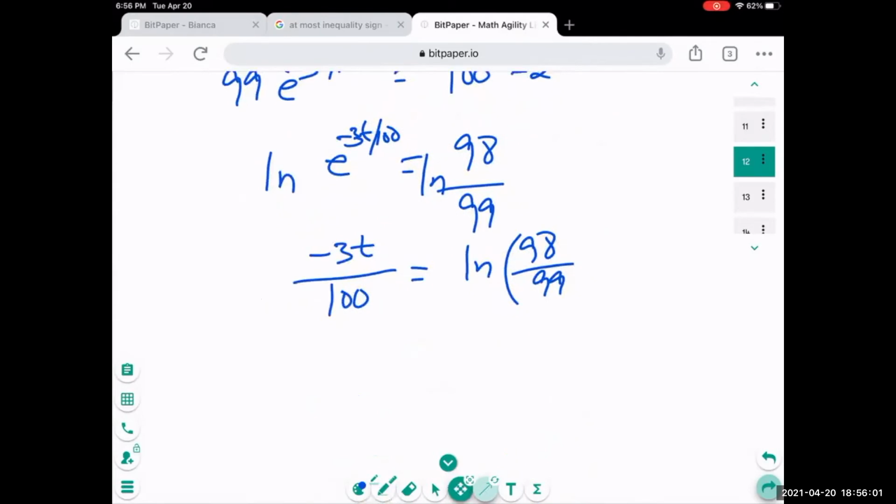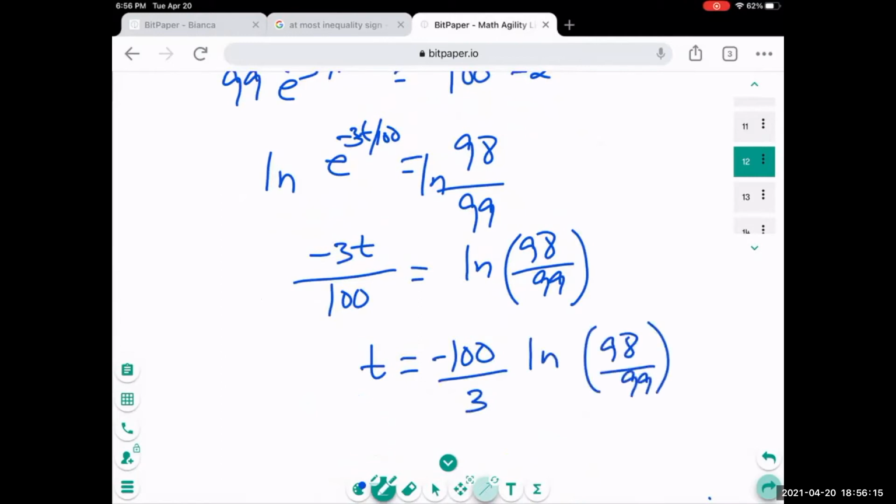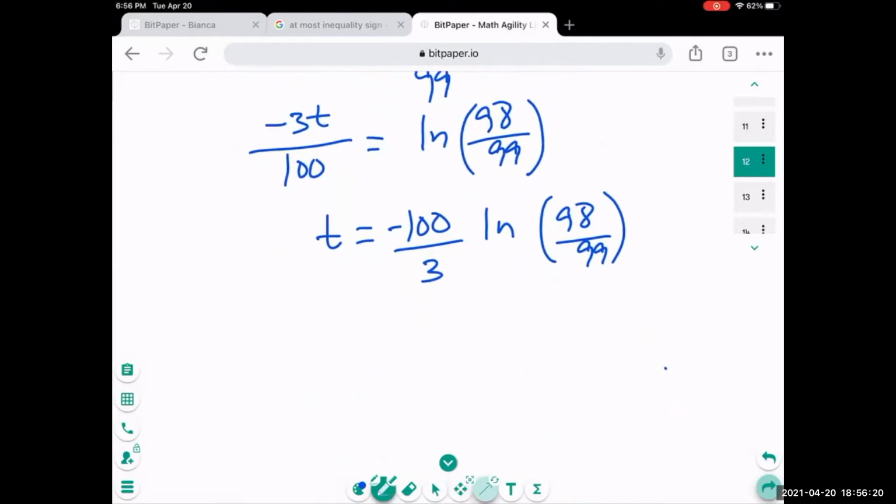So t would be equal to 100 over 3 and then the negative ln of 98 over 99. So when you calculate this in your calculator, this would be equal to 0.338 minutes.